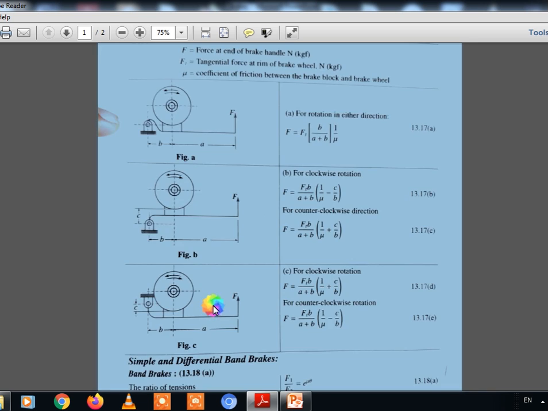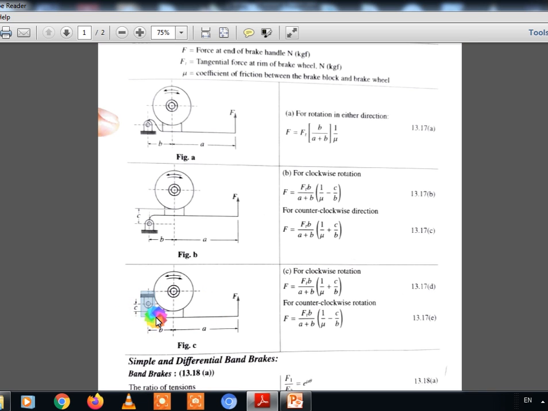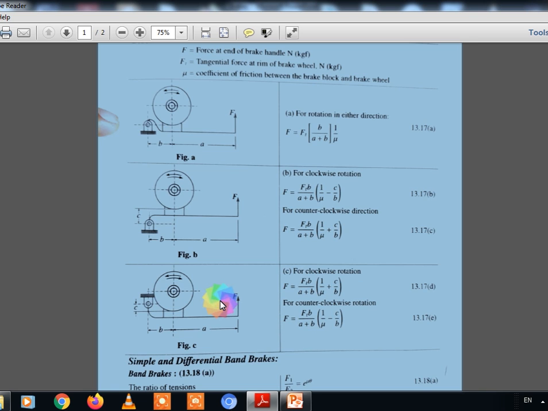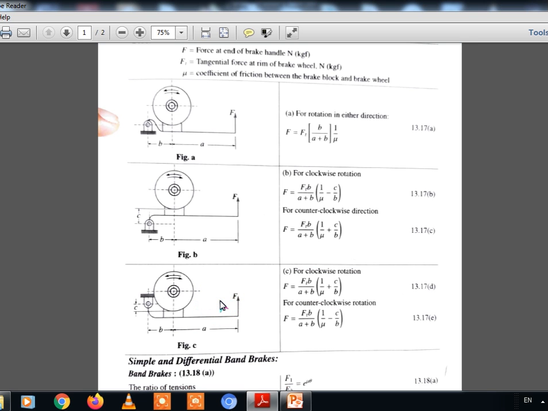Whenever the fulcrum, this is the fulcrum, is in between the tangential force and the axis of the drum, we have two equations. Whenever the drum is moving in the clockwise direction, the formula is different, and whenever the drum is moving in the anti-clockwise direction, the formula is different. So the rotation is very important, and we need to consider the location of the fulcrum.